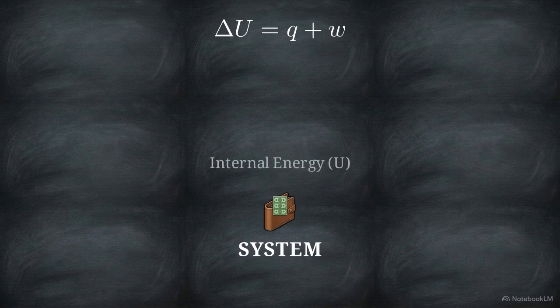The internal energy is the total cash inside, and there are only two ways to change that balance: heat, represented by Q, and work, represented by W. Heat is simply energy currency flowing due to temperature differences. When heat flows into the system, an endothermic process, we assign Q a positive sign. It is a deposit. When heat flows out of the system into the surroundings, an exothermic process, Q gets a negative sign, acting as a withdrawal.